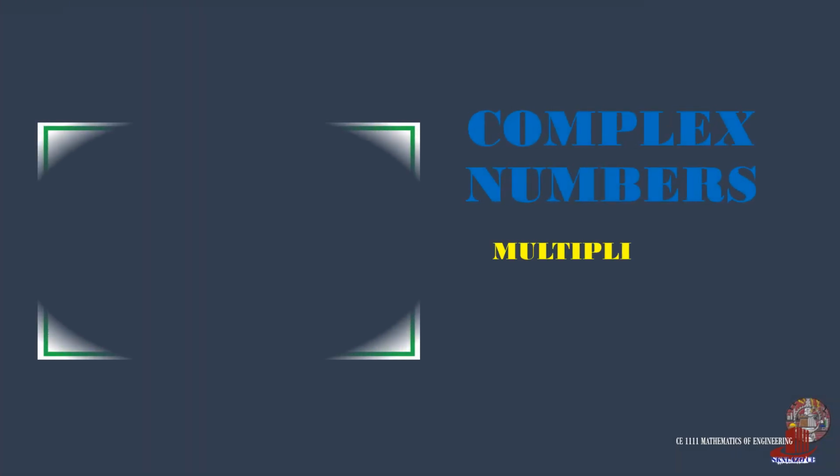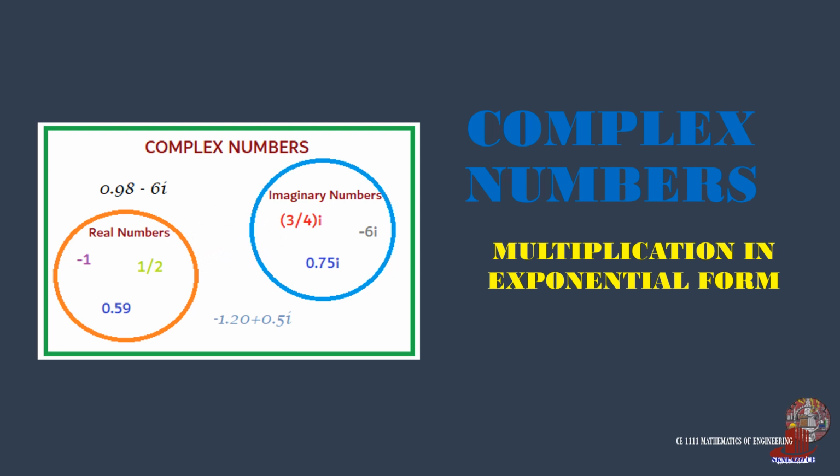Using r and theta, multiplication of complex numbers in their exponential form is similar to the procedure when the complex numbers are in their polar form. Learn about it here in Mathematics of Engineering.